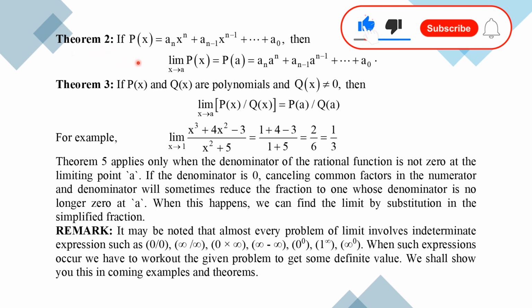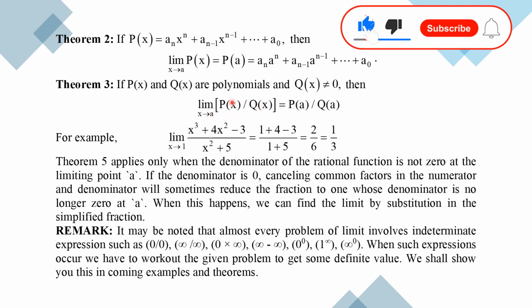Theorem number 2: if p(x) is a polynomial of degree n, a_n x to the power n plus a_(n-1) x to the power n-1 and so on plus a_0, where a is a constant and x is a variable, then what is the limit as x tends to a? You just have to replace x with a, giving p(a).